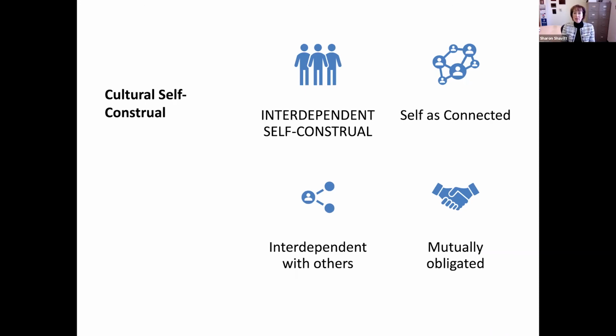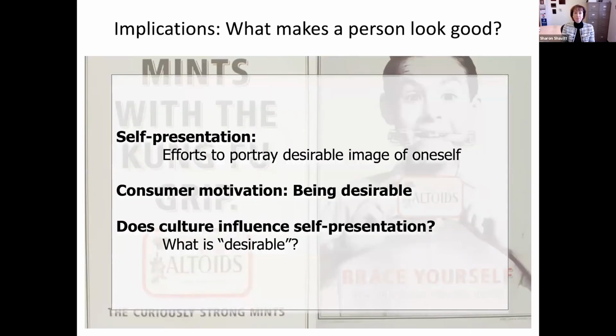In contrast, the interdependent self-construal, which characterizes collectivistic societies, involves viewing the self as connected with others, interdependent, that is, I'm dependent on others and they're mutually dependent on me, and obligated to do certain things for others and to fulfill our roles within our groups. Okay. So these are fundamental differences in the way that the self is construed or perceived in individualistic and collectivistic cultures. All right, so what are some implications of this?